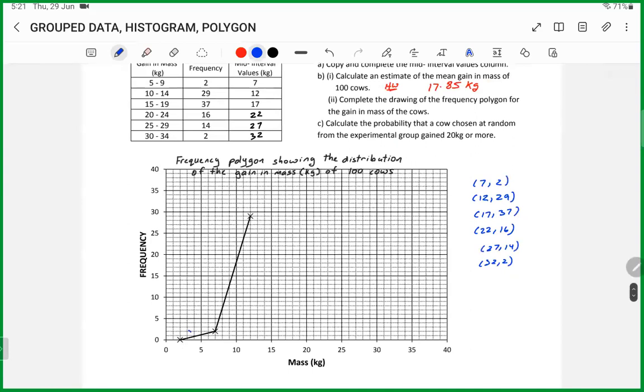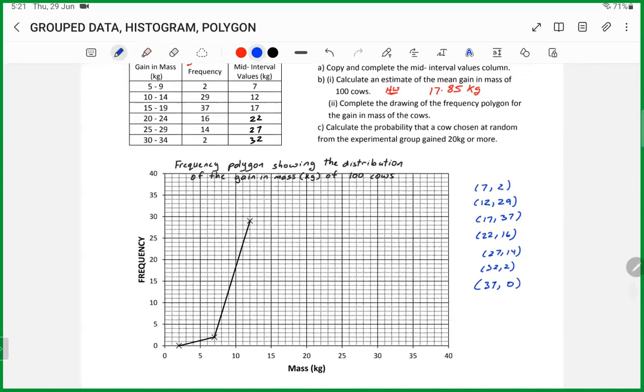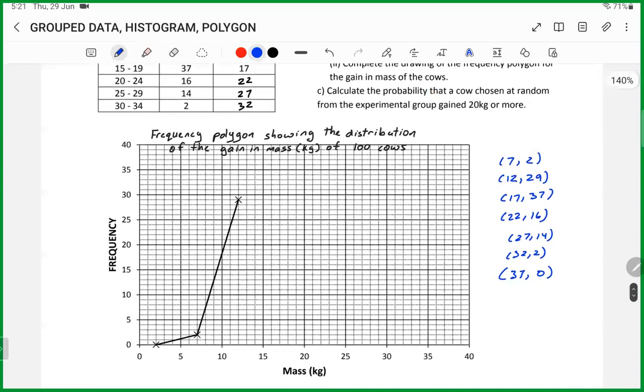And now what you notice is that they started at the x-axis. So we are going to also finish at the x-axis. So we're going to follow the trend. Okay, so the next value would have been 37. And then to get it on the x-axis, we're going down to 0. Okay, so the last point will be 37, 0. So let me just plot those points there.